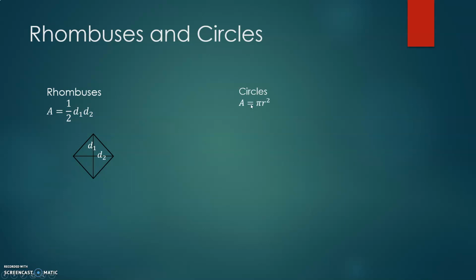And then a circle. For a circle, right, we have area equals pi r squared. So the only value we need here is r, which is the radius, which is this distance from the center of the circle to the outside edge of the circle. And remember, anywhere on that circle, right, the radius is always going to be the same.